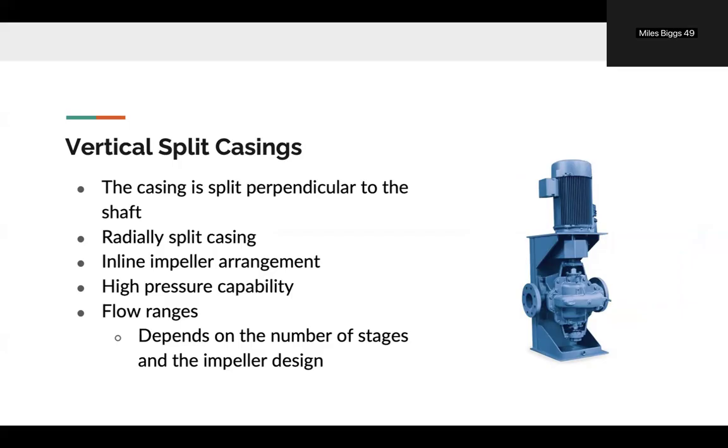pressure operations. The inline impeller arrangement: typically, these pumps are going to be multi-stage with impellers stacked vertically to generate higher pressures. And then the high pressure capability: it's able to handle extreme conditions like boiler feed water and pipeline applications. Flow ranges are going to depend on the number of stages and the impeller design as well.